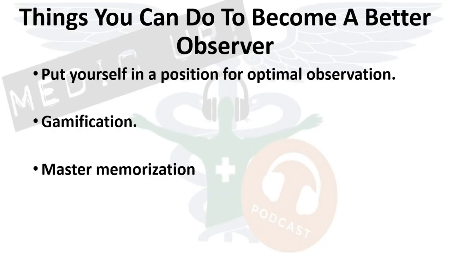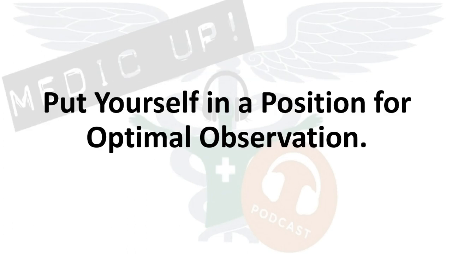So a couple things we can do to become a better observer: put yourself in a position for optimal observation, some gamification, and mastering memorization. Putting yourself in a position of optimal observation, you need to actively observe as much of your surroundings as possible. To put it in context, if you're in a movie theater or a restaurant, don't sit with your back to the door. That way you can see trouble coming, you can see the exit, and you can determine where the other exits are. You have an idea how to get out if trouble comes through the door.